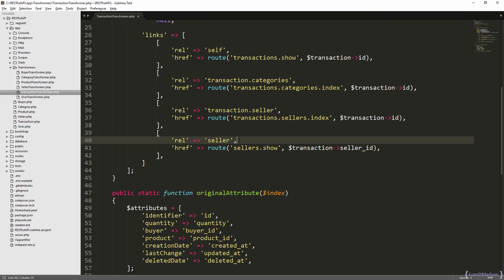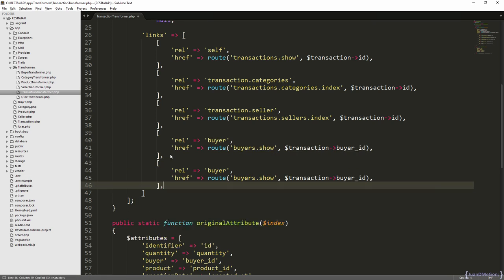After this, we are going to proceed in a very similar way. But in this case, we don't have a seller, we have a buyer. And similarly for the product.